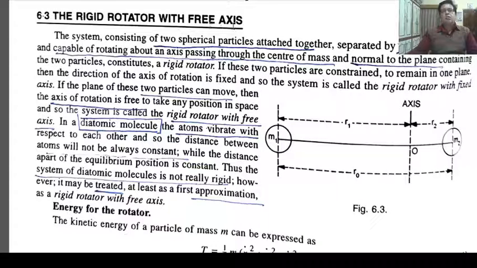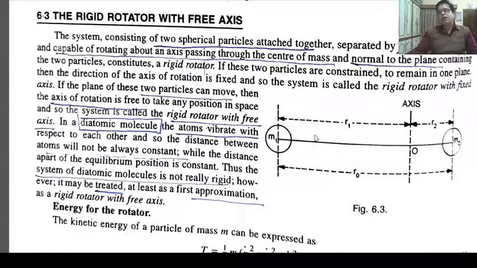The rigid rotator with free axis. The system consisting of two spherical particles attached together, separated by a finite distance and capable of rotating about an axis passing through the center of mass and normal to the plane containing the two particles, constitutes a rigid rotator. See this figure, particle M1, particle M2. This is the center of mass axis.